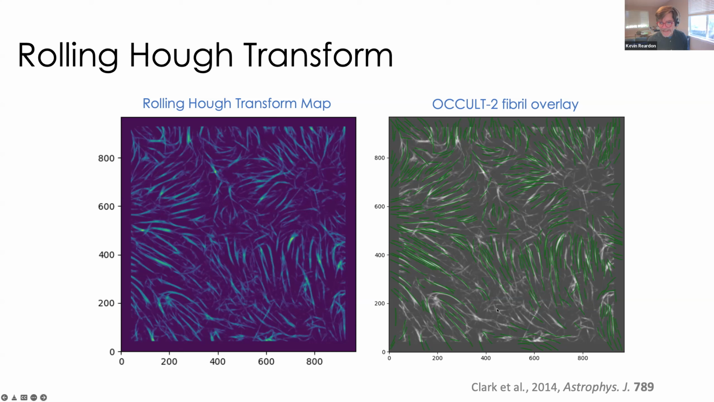There are some structures that are identified with the rolling Hough transform that aren't identified with OCCULT-2. So it will be interesting to try to implement that. There's actually a library that does the rolling Hough transform, but making that applicable to the solar case will be valuable.